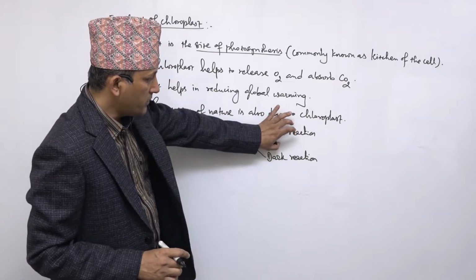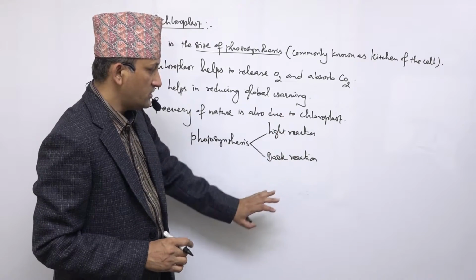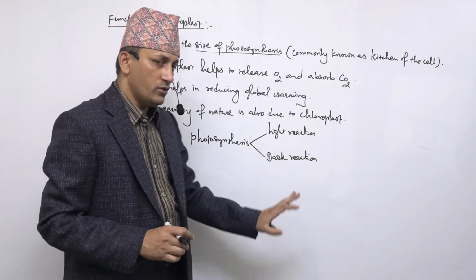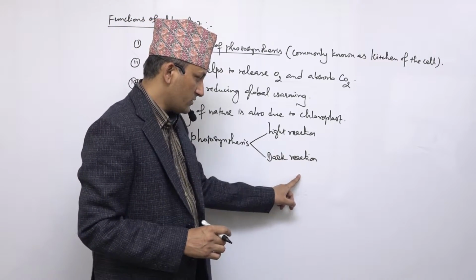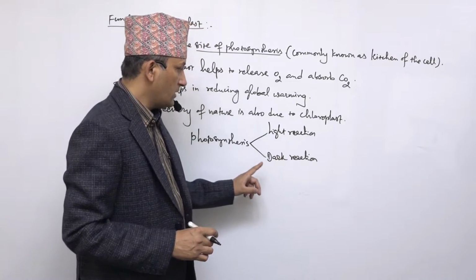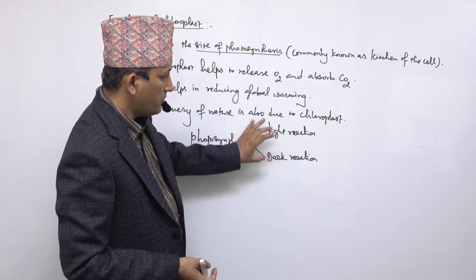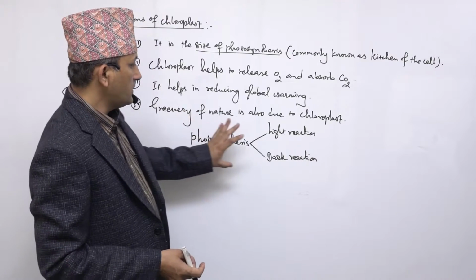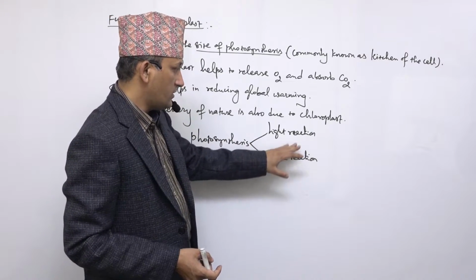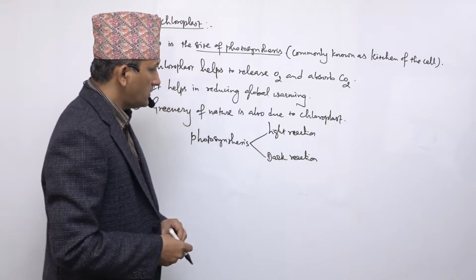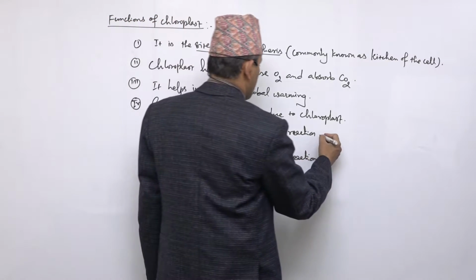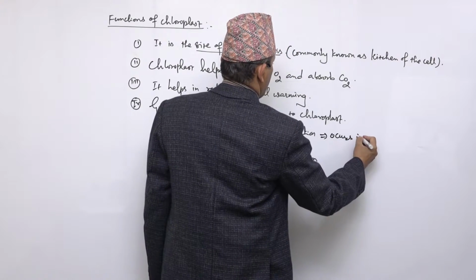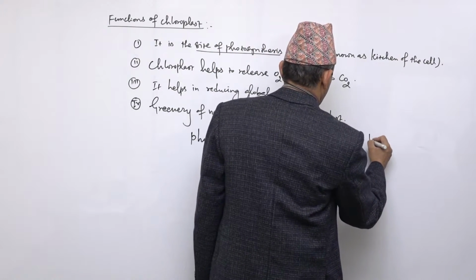To complete the first half, light is essential, and to complete the second half, light is not necessary. That's why it is called dark reaction, where light is not necessary. To complete the first half of photosynthesis, which is called light reaction, light is necessary. So in this way, photosynthesis is divided into two phases, the light reaction phase and the dark reaction phase. This light reaction phase of photosynthesis occurs in the thylakoid membrane.